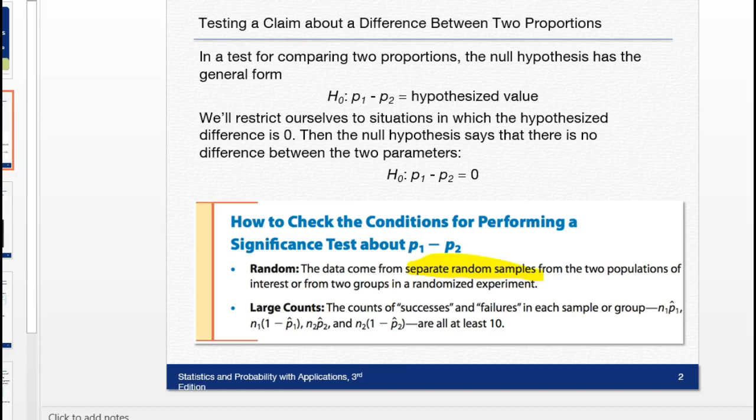when you clarify your condition. On the large counts, it's still the large counts test, but you have to do it for each group. So look, I have N1 times P hat 1, N1 times 1 minus P hat 1, and then the other group, N2 times P hat 2, N2 times 1 minus P hat 2. So you have to do it twice. You just got to do large counts twice. It's still, they have to be greater than or equal to 10. Nothing's changed.